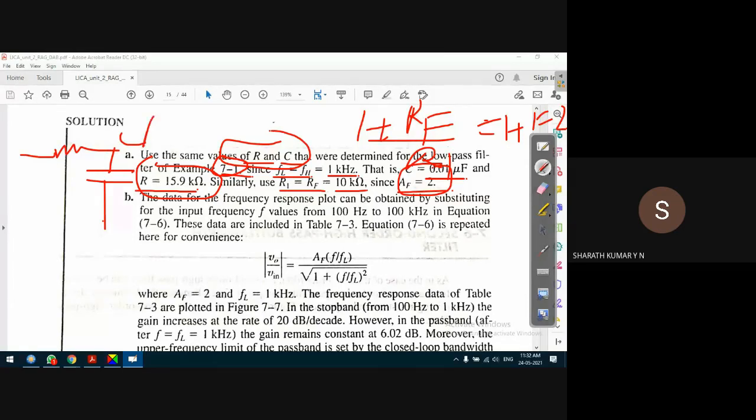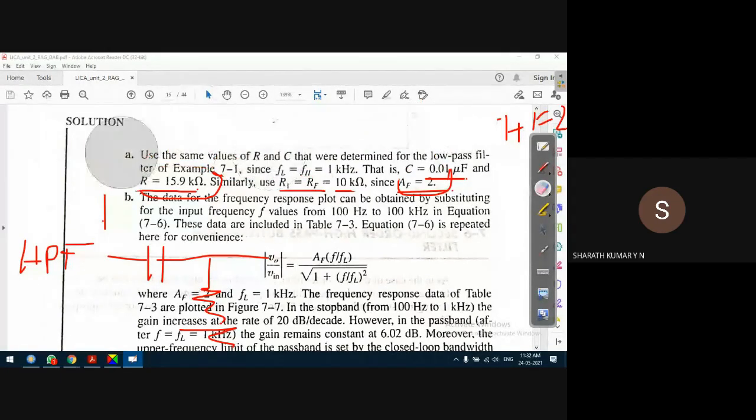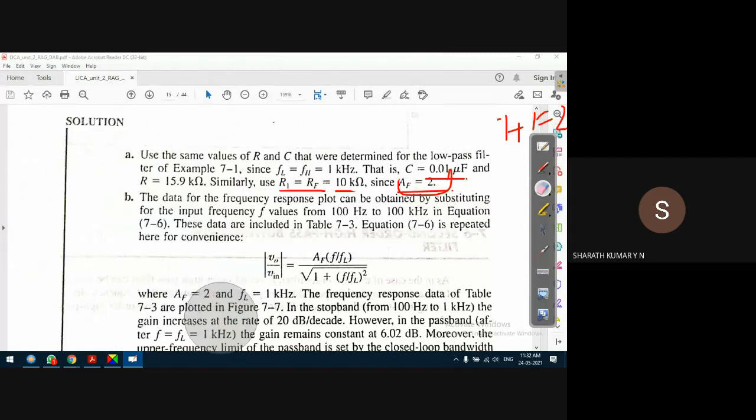This is for the low pass filter. For a high pass filter, the capacitor comes first, so that it will allow only high frequency signals and block the low frequency signals. Only the position of the resistor and capacitor changes for a given value of cutoff frequency, because the cutoff frequency FL is the same, 1 kilohertz.